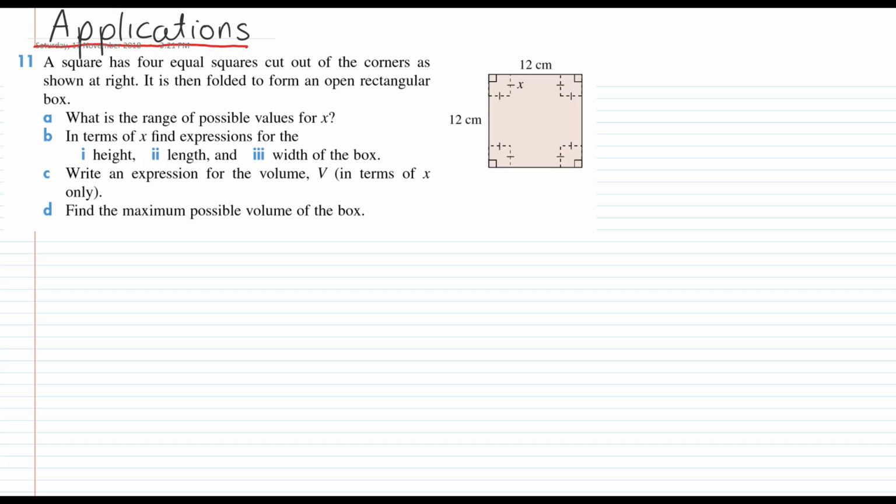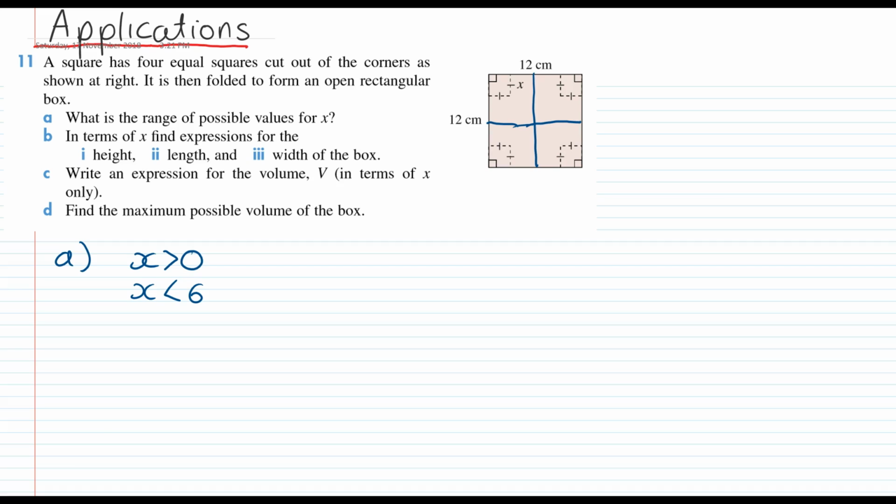So what's the range of possible values for x? Well, x can't be like 22 because it's cut out of a side that's 12. And if you look at it, the maximum is if you cut all the way and you've got just x, which should give you, for A, x is greater than 0. So x is bigger than 0, and x is less than 6.